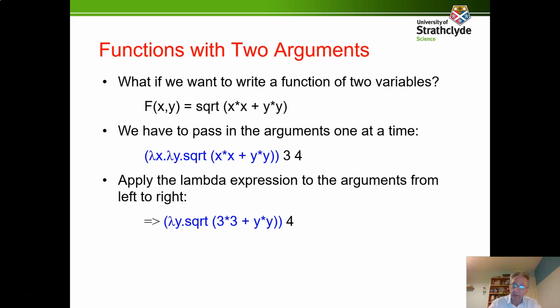The second one is where I take in the 4, because I've still got a lambda here. So now I bind 4 to this lambda here. So I write out the entire body, everything after the dot, but I replace the y with 4, like that. Now I've got no lambdas left, I can evaluate it. That's the final step, and that gives me 5. 3 times 3 is 9, 4 times 4 is 16, square root of that is 5.